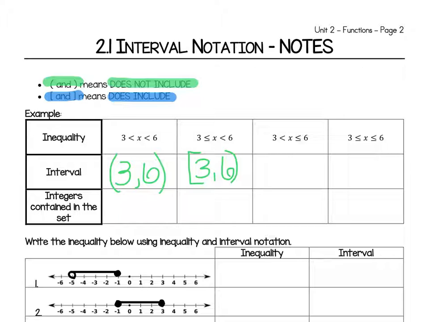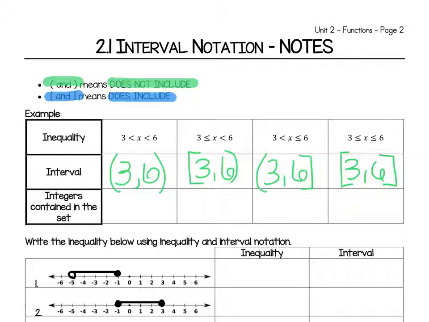On the flip side, we can have 3 is less than x is less than or equal to 6. Again, very similar. 3 to 6, only now open and closed. Hopefully you're seeing the connection. Just going to highlight that. And last but not least, again, 3 to 6, but since x can be bigger than or equal to 3, close off that bracket, and can be less than or equal to 6, close off that bracket.